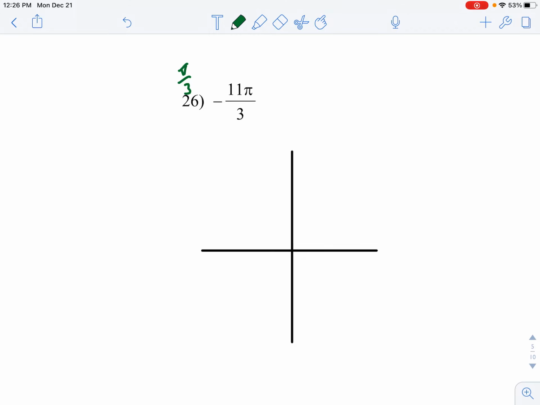So what do I do here? Well, I'm going to multiply by 180 over pi so that I can do all my work in degrees. 3 goes into 180 60 times. Negative 11 times 60 is negative 660 degrees. So that's going to be an angle that wraps around several times and then keeps on going.